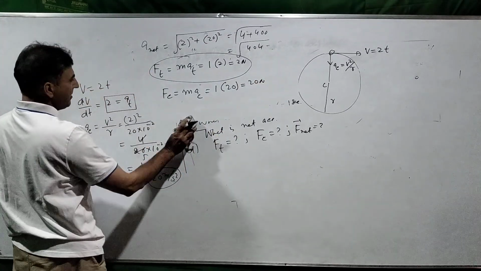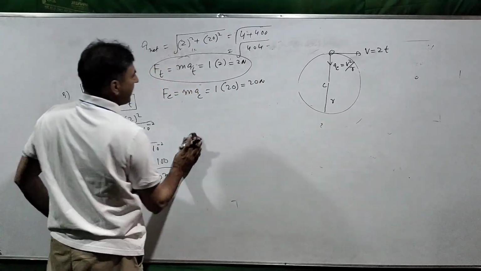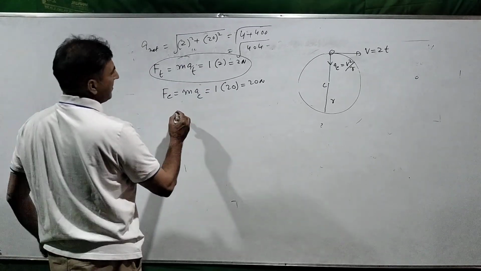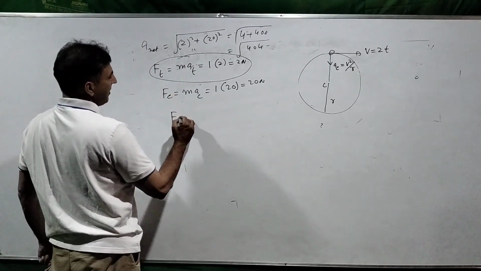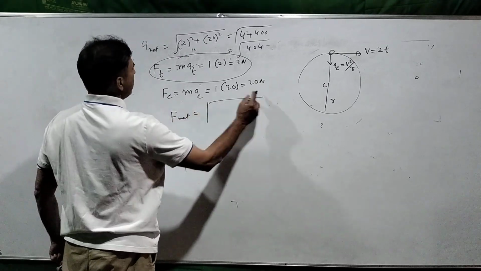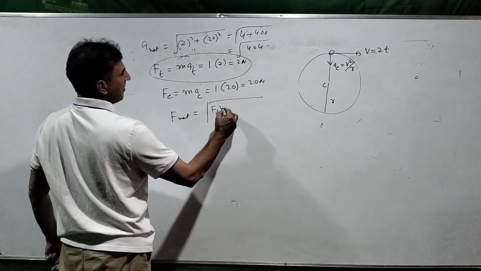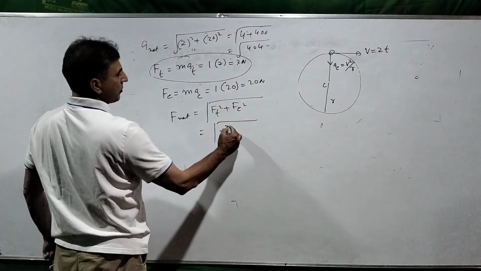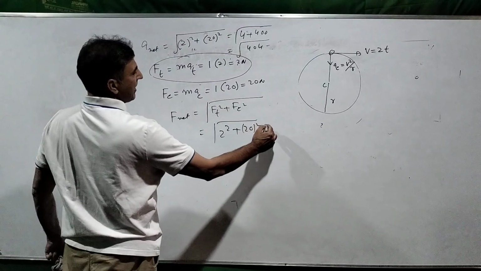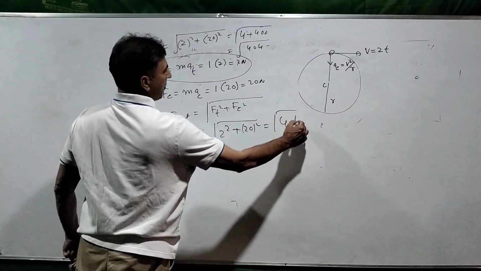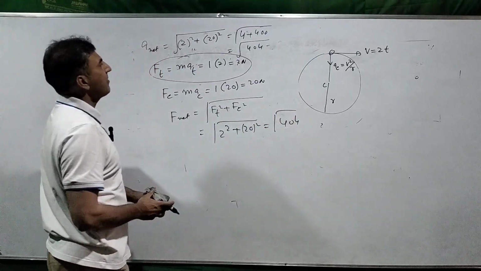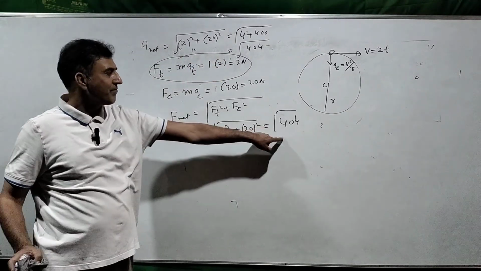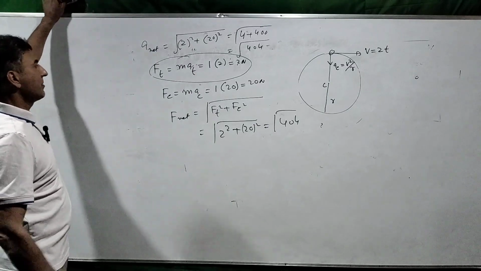What is net force? F net is the root of ft square plus fc square. That is again root of 2 square plus 20 square, which is again root of 404. It didn't make any difference because mass was 1 kg. That's why net acceleration and net force are the same in magnitude, of course.